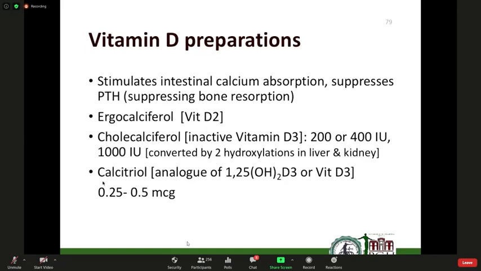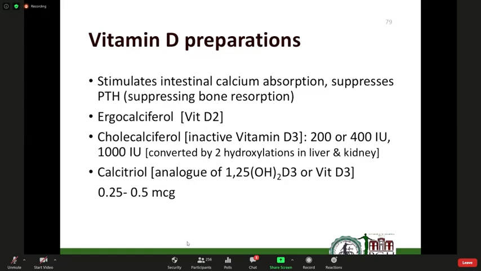Cholecalciferol is the one that's typically added to calcium or even to the multivitamin preparations. And as you know, inside the body, it will be converted by 2 hydroxylation reactions in the liver and kidney into active vitamin D3. Calcitriol, on the other hand, is an analog. And the reason why it's not the preferred drug is because it's relatively more expensive.